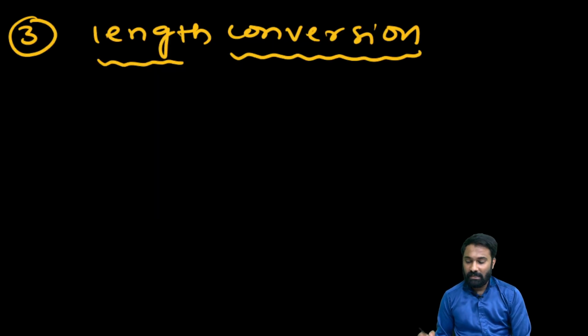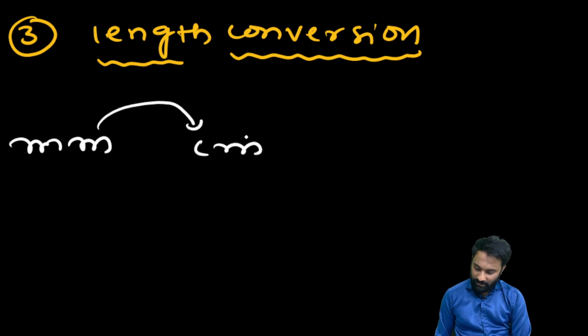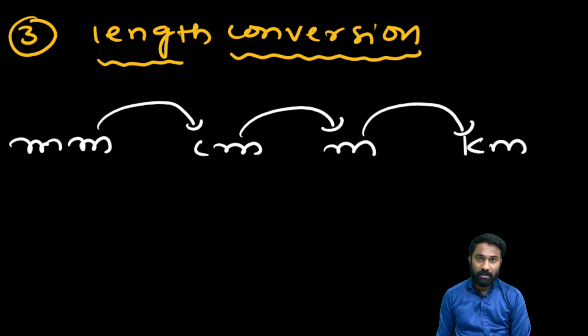Now you come to length conversions. In these length conversions, first is millimeter. From the millimeter you go to the centimeter. From the centimeter we go to the meter. From the meter we go to the kilometer. Done? Done. From the millimeter, if you go to the centimeter, what is the power?